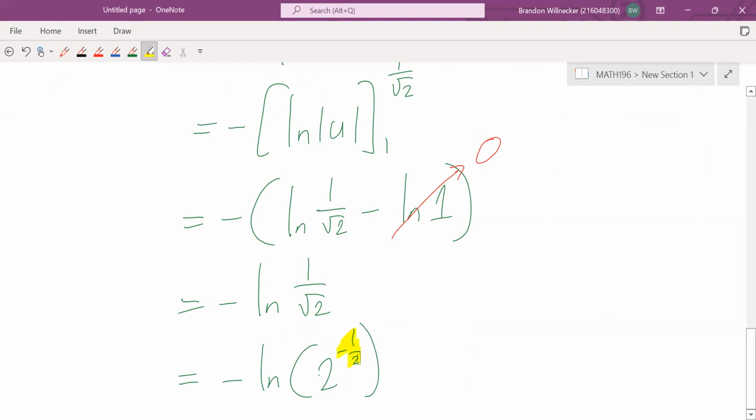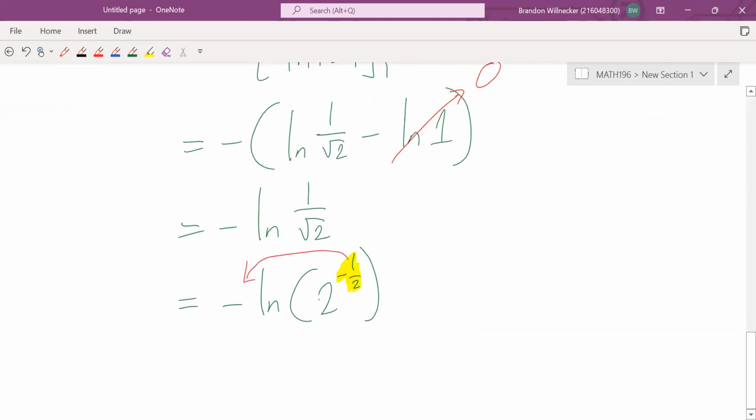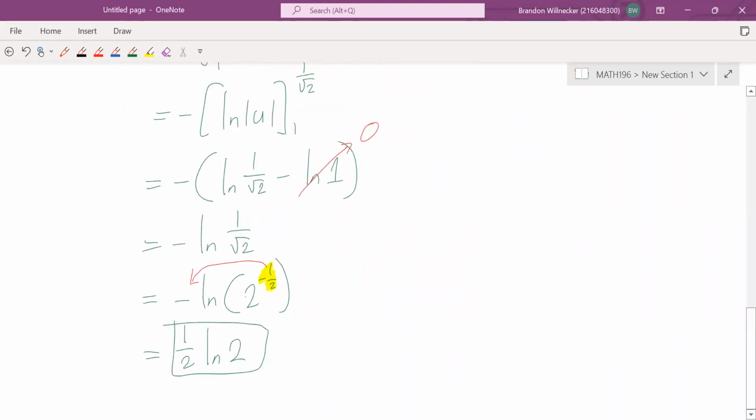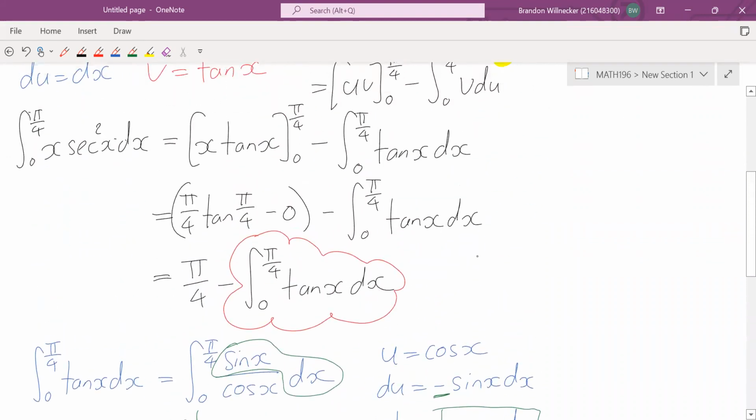Okay, but this exponent for the log, that can come out to the front. Remember your log laws. So this is going to be minus 1 times minus 1/2, that's just 1/2 the natural log of 2. So that's as simple as we're going to get it. So this 1/2 natural log of 2 is this term over here. So the integral from 0 to pi over 4 of tan x dx is 1/2 the natural log of 2.